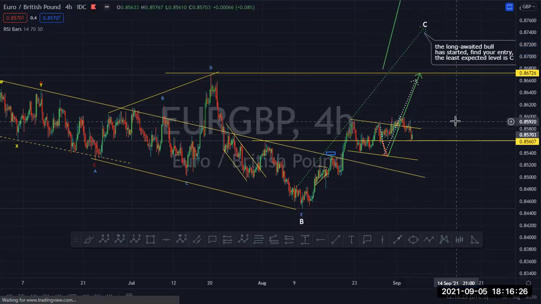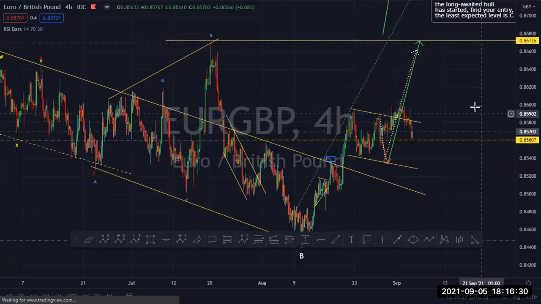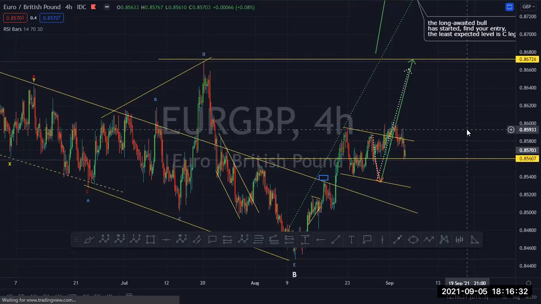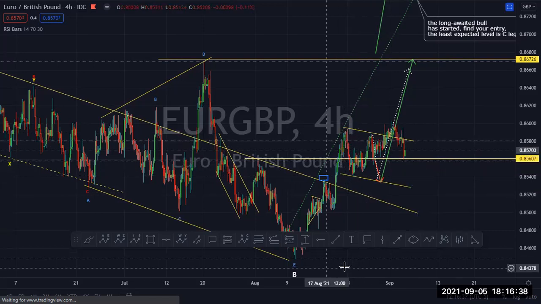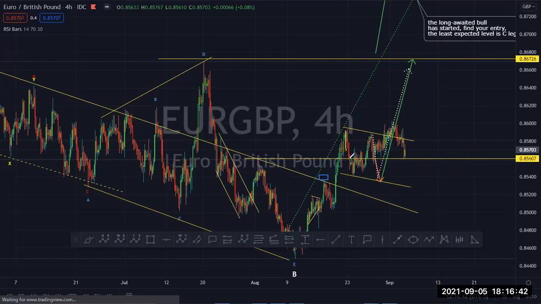So now, how do we deal with this? Whenever we have this type of correction, now let me tell you something. This can be a running flat. Just that is A, then B, then C.